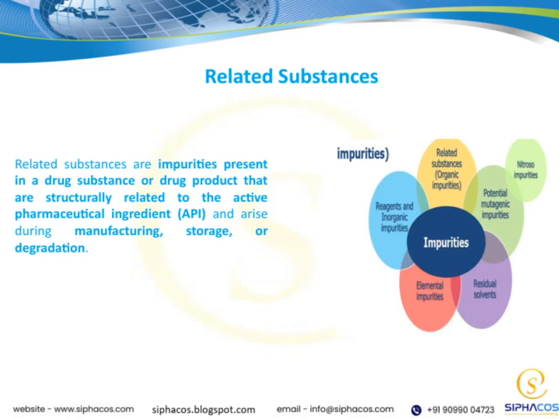Related substances are impurities that are found in a drug substance or a drug product. These impurities are structurally related to the active pharmaceutical ingredient, or API. They can appear at various stages, such as during manufacturing, storage, or even as a result of degradation over time. It's important to understand these related substances because they can impact the safety and efficacy of the medication. By identifying and controlling these impurities, we ensure the quality and consistency of the drug. This concept ties into the overall theme of quality assurance in pharmaceutical development and manufacturing.